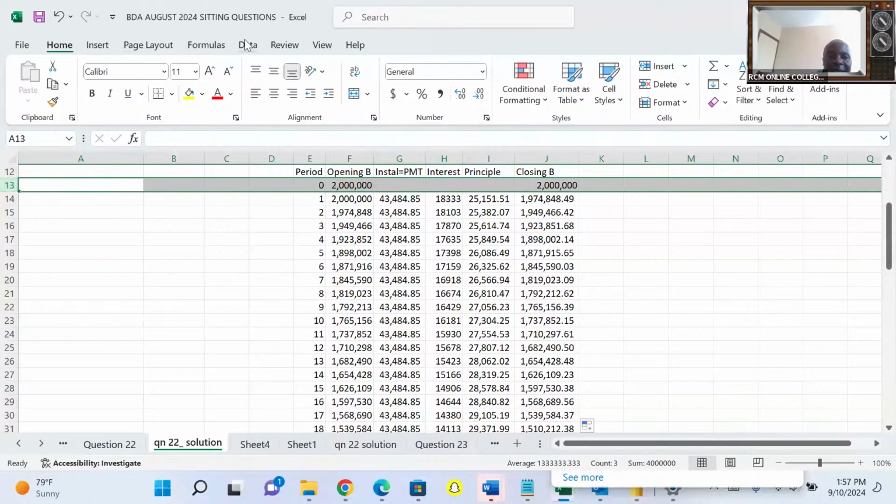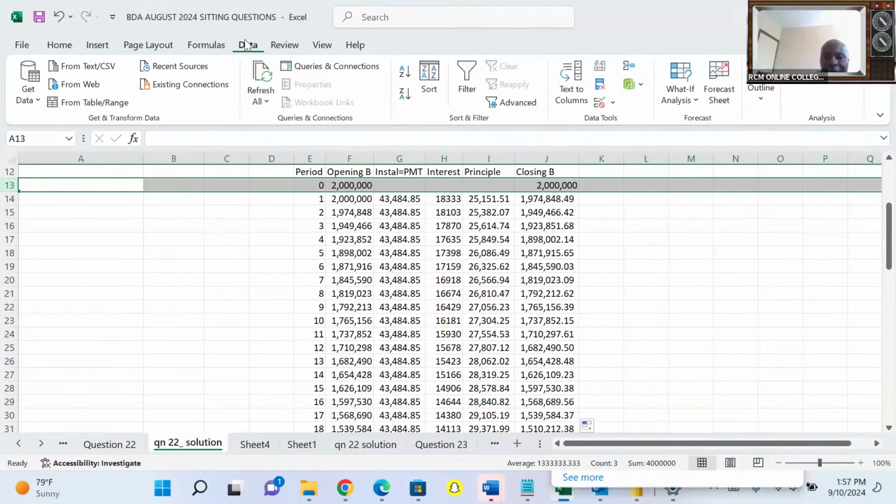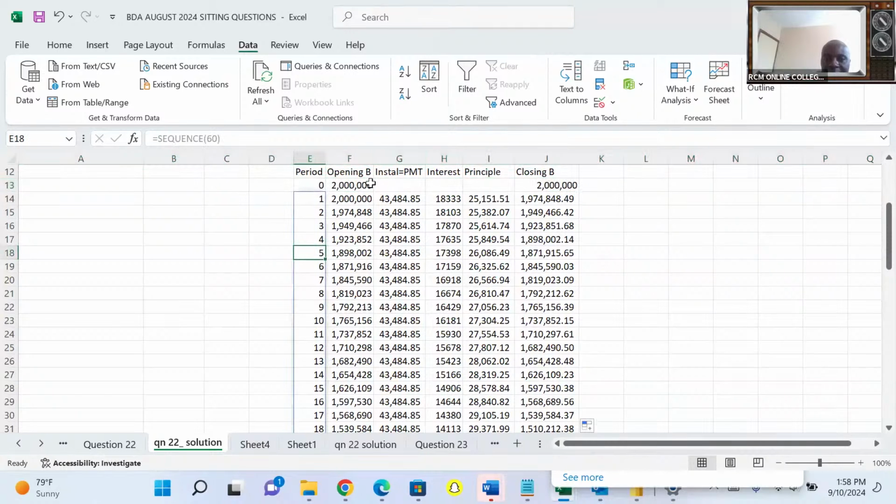I go to Data. When I'm at Data here, ladies and gentlemen, there are many things you could do here. I can see somebody asking a question here.